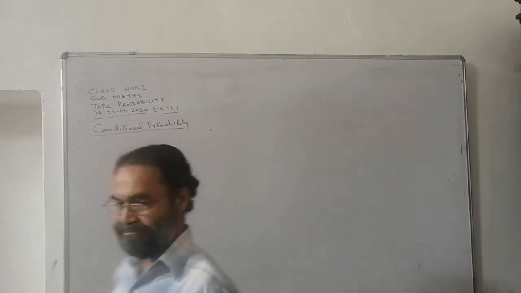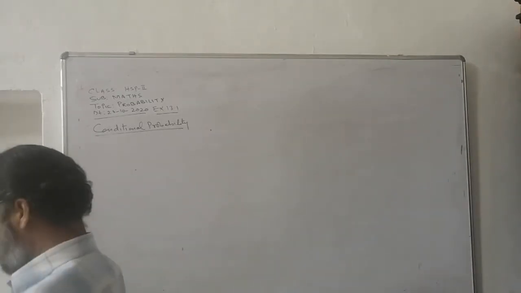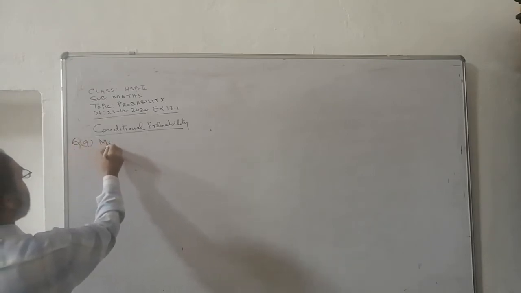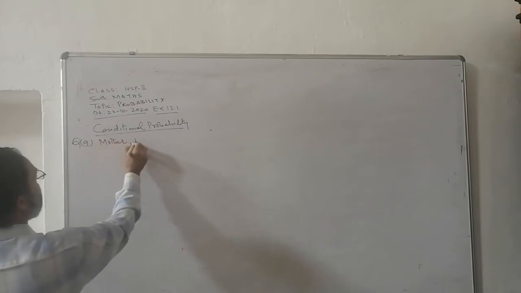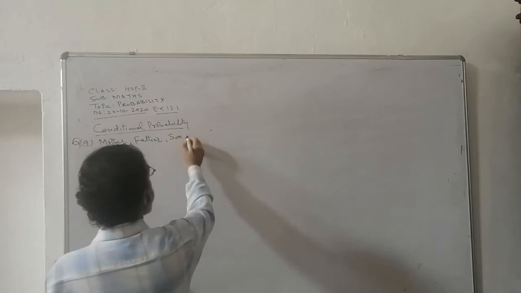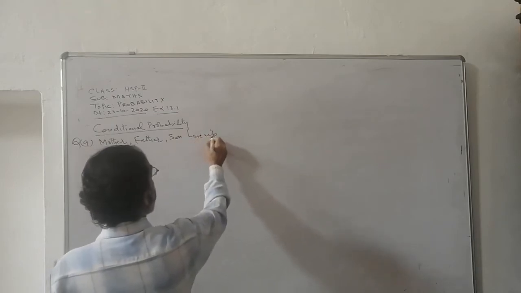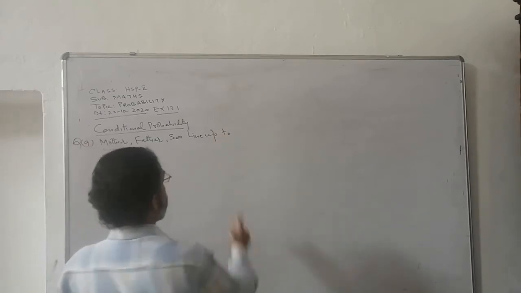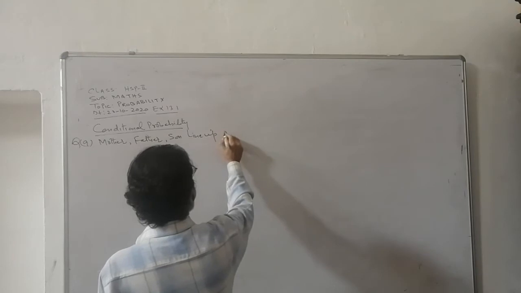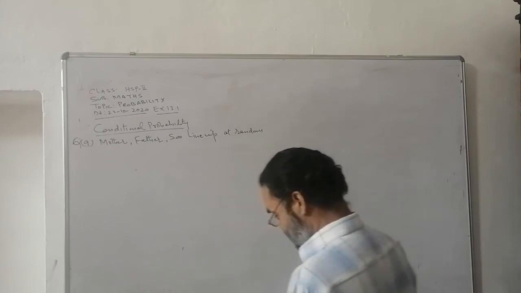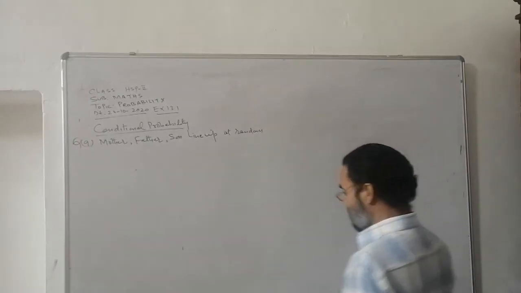Ninth question says: mother, father and son line up at random for a family picture.